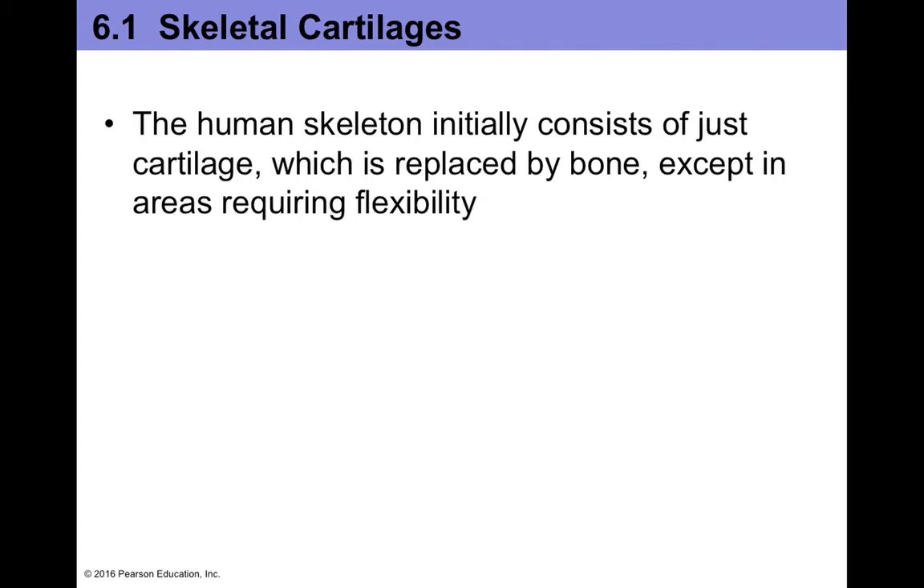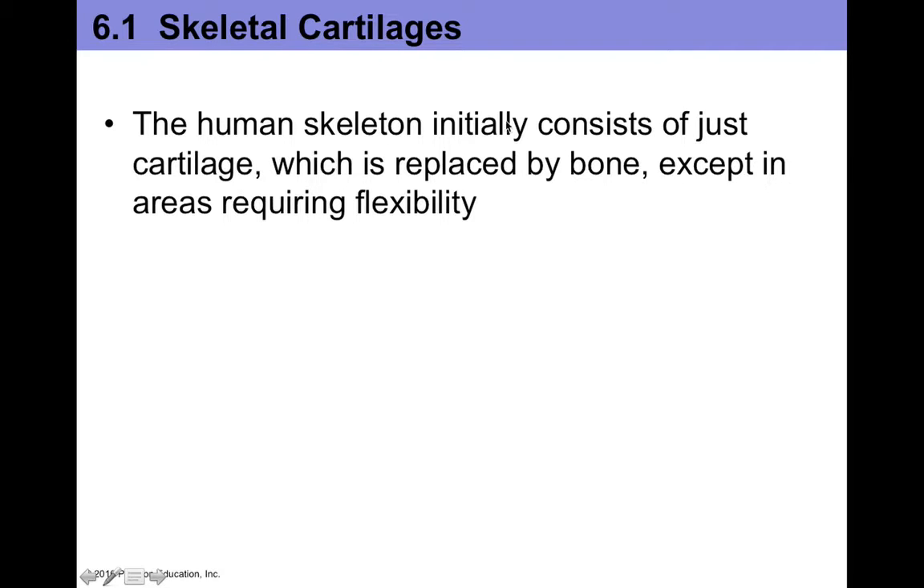Okay, we're going to talk about skeletal cartilages in this video, and the reason why we talk about cartilage in the bone chapter is that cartilage is considered a skeletal tissue, and not just because it supports joints, but because most of your skeleton initially starts out as just cartilage. So embryologically and fetally, it turns out that a lot of bones are cartilage, and then they're eventually turned into bone or replaced by bone.